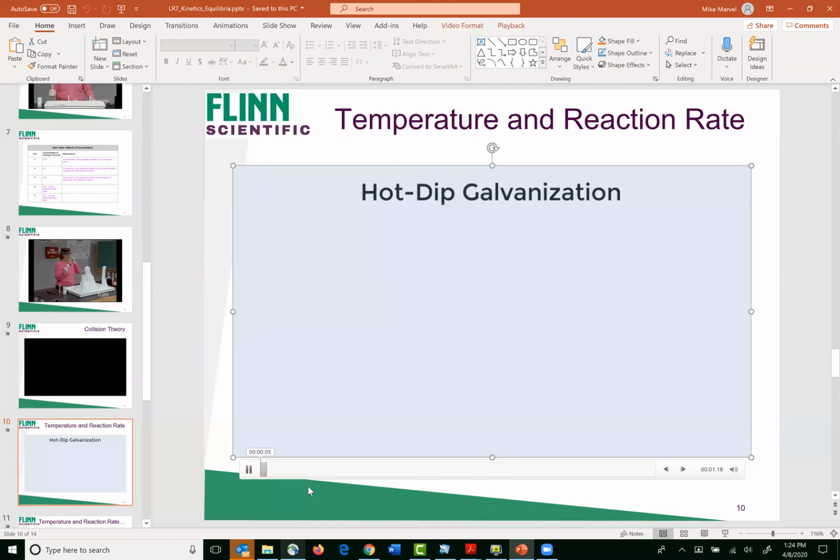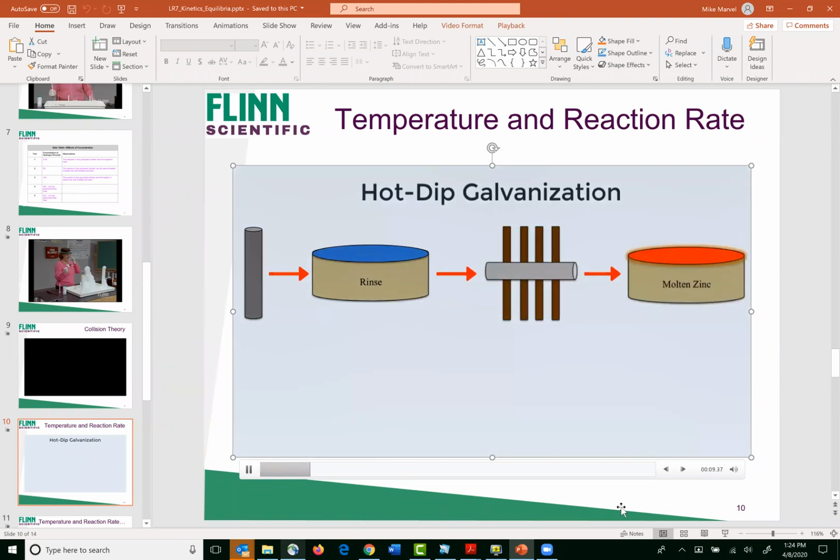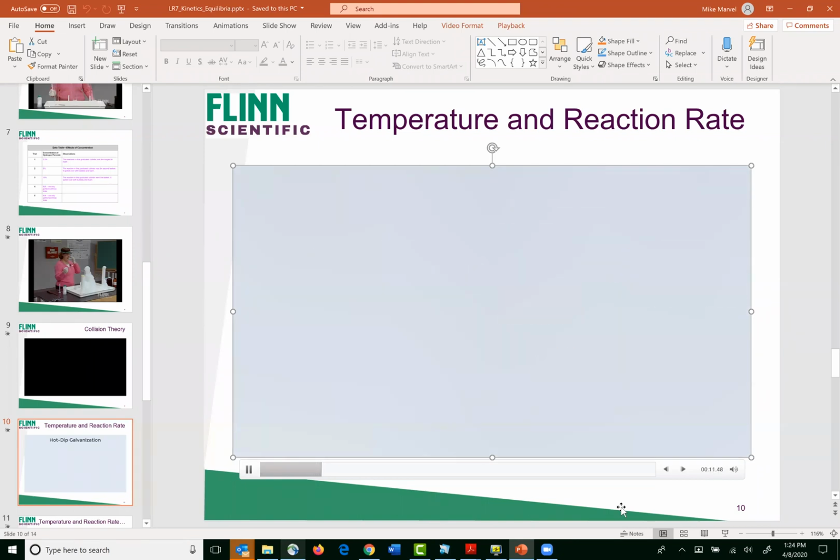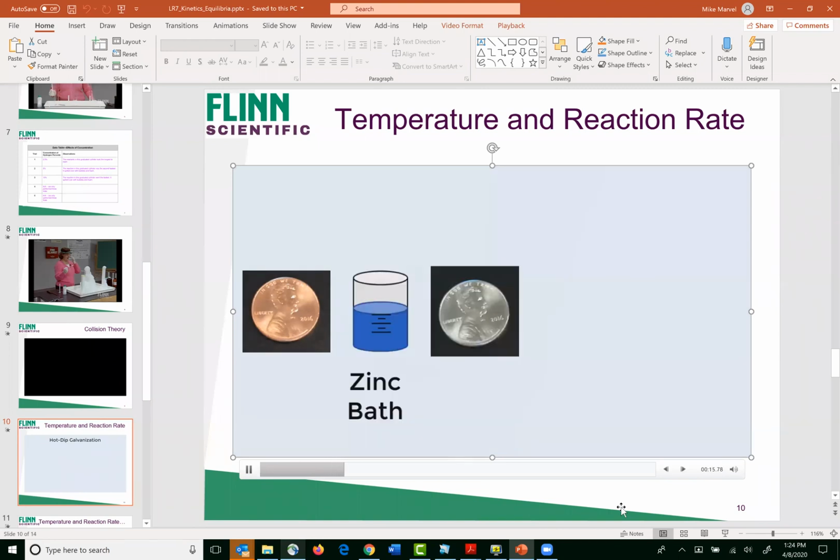A common process used to galvanize iron and steel is called the hot dip method. Essentially, the metal is rinsed, dried, placed in a molten zinc bath, then quenched with water. While less industrious, we can use a very similar process to galvanize pennies. Then, with a little heat, turn the galvanized coating to brass.